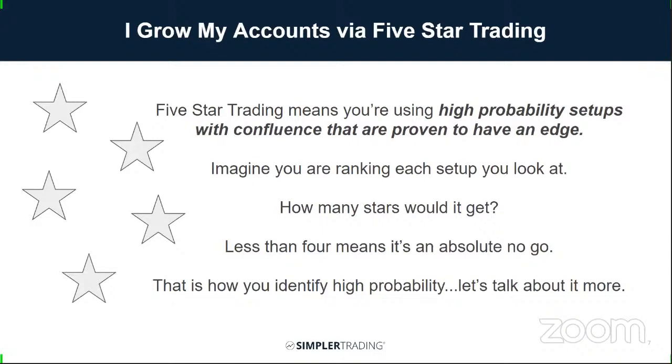For me, it's really all about high probability setups with an edge. Every single time you're looking at a trade, you have to look at the setup and the pattern, and I want you to think about it and rank it. I like to look at it on a 5-star system. Every single reason why the trade setup might be high probability gets it a star. If you have one reason, you only have 1 star. If you have 3 great reasons why the trade setup is high probability, you get 3 stars. 4 and 5 stars are obviously the best.